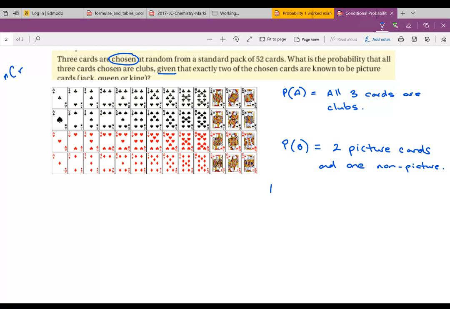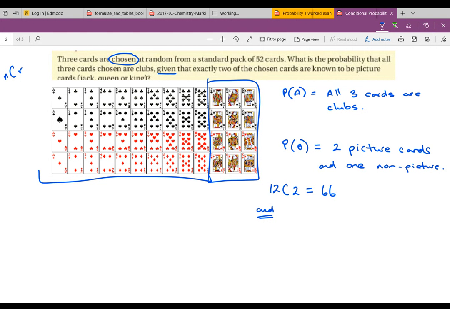Okay, there are 12 picture cards. Here are my picture cards, there are 12 of them. I need to choose 2 of them. So 12 choose 2 will give me 66. And from the remaining 40 cards that are here, I only need to select one, so 40 choose 1, which is 40. Now I need both of these to happen. I need one of these 66 options and I need one of these 40 options. So multiply and I'll get 2640. Now, this is really the cardinal number of the probability of B. So there are 2,640 possible outcomes.